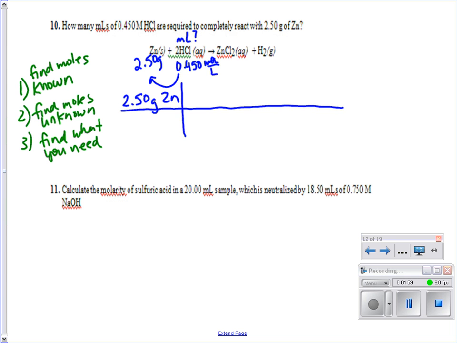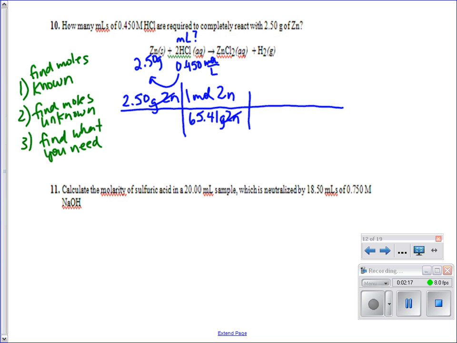So we're going to find moles of known, and I'm just going to start my big old dimensional analysis. All right? So go into moles like we always do. For every 1 mole of zinc, I have 65.41 grams of zinc. Okay, so now I have moles of zinc.